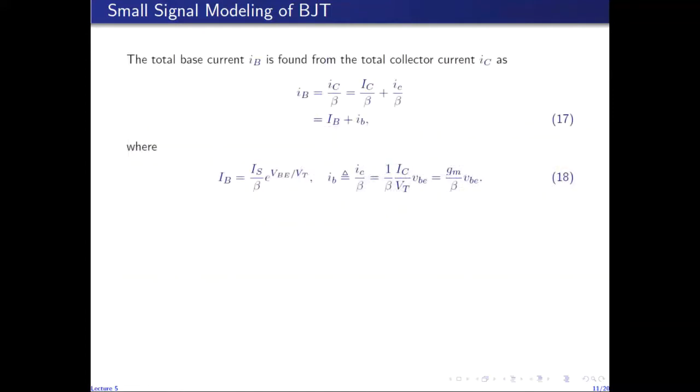Now the total base current can be found by dividing the total collector current with beta. So the DC component divided by beta gives us the DC component of the base current, and the small signal component of the collector current divided by beta gives us the small signal component of the base current. So DC component is given by this expression. Small signal AC component is given by this expression, in which again IC over VT is GM. So we get GM over beta times VBE.